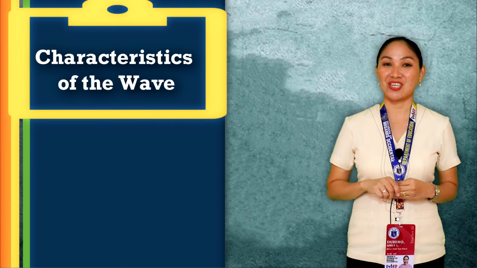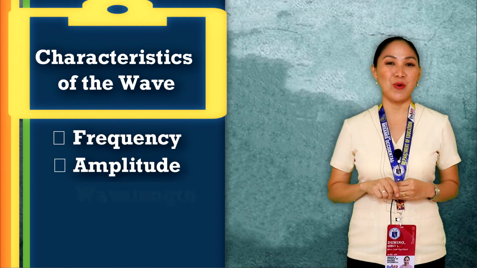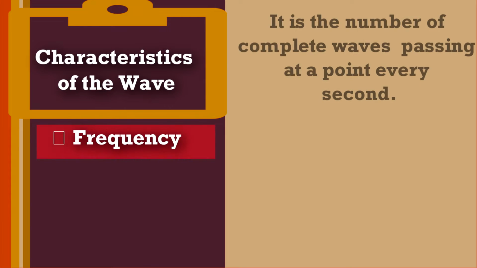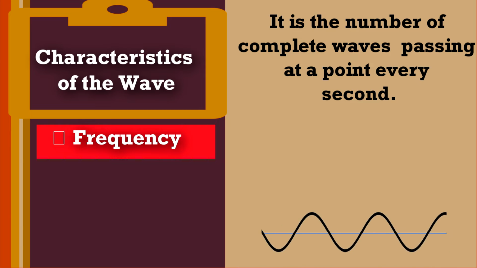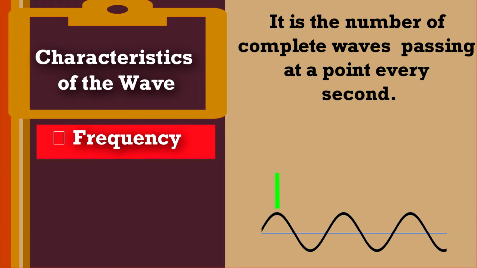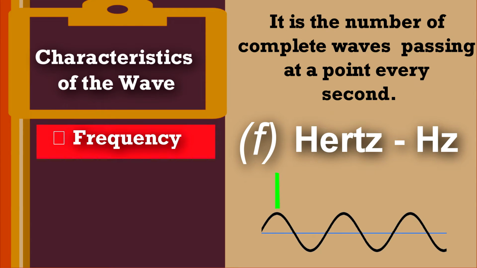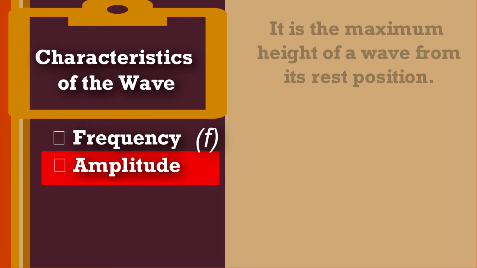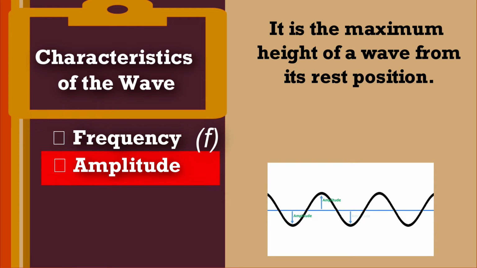Very good! To continue, let us be introduced to the characteristics of a wave, such as frequency, amplitude, and wavelength. First, frequency. It is the number of complete waves passing at a point every second. It is represented by the symbol F and is expressed in the unit Hertz, Hz. Second, amplitude. It is the maximum height of a wave from its rest position. It is represented by the symbol A and is expressed in meters.